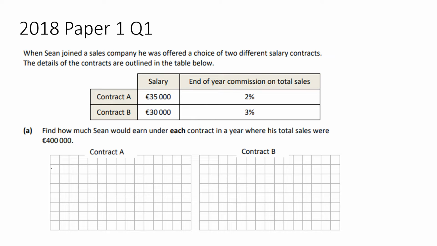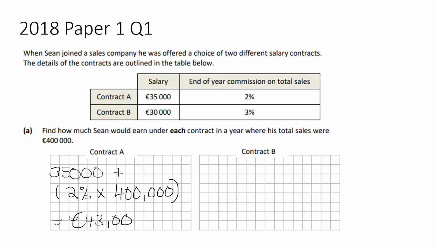So he would get 35,000 anyways in contract A, and then he would make 2% on the 400,000. So we multiply 2% by 400,000, and then we add that on to the 35,000. And you get an answer of 43,000. So that means that he makes 8,000 euro in commission.